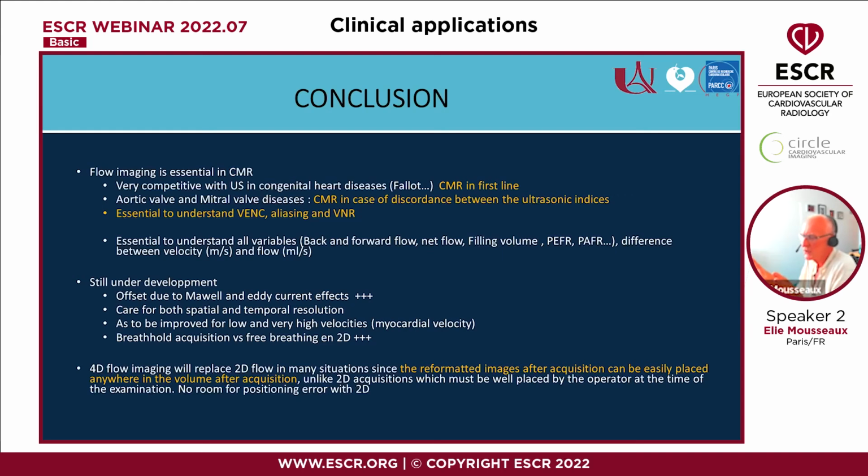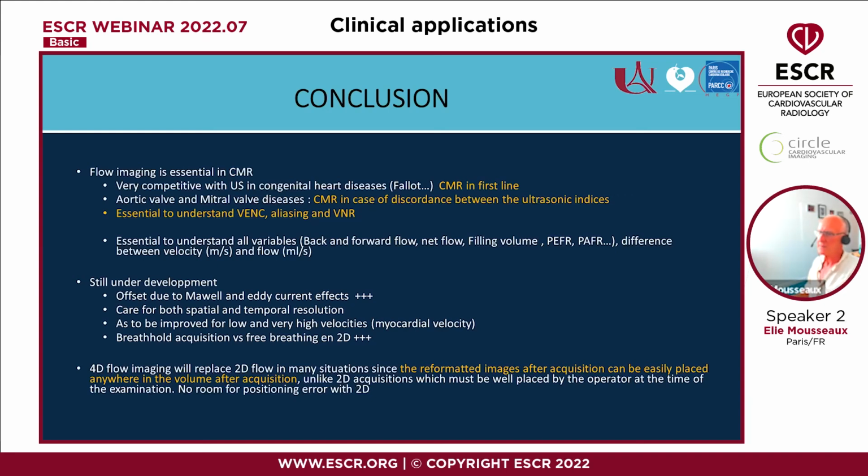So it will be like in Doppler and echo. As soon as you are doing ultrasound, you are using the Doppler during an ultrasound examination. It will be the same in the near future for CMR. I am sure of that. It will be a question of time, and that's it. And the question of validation.